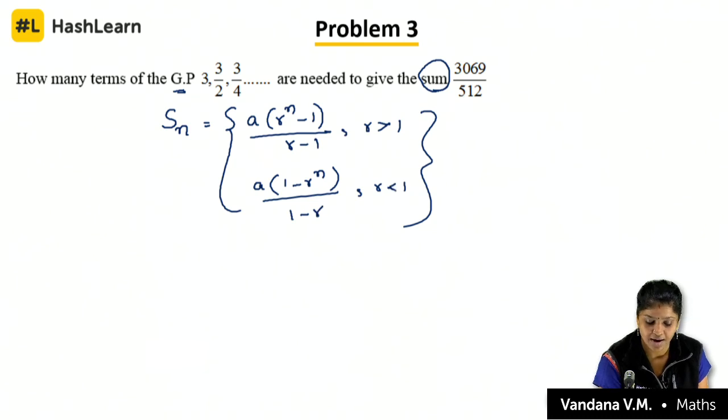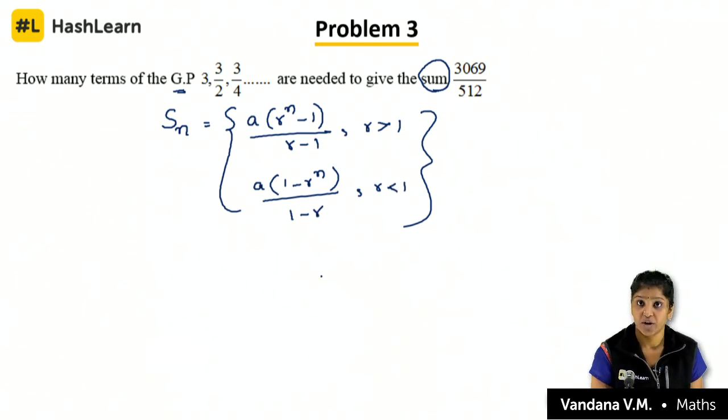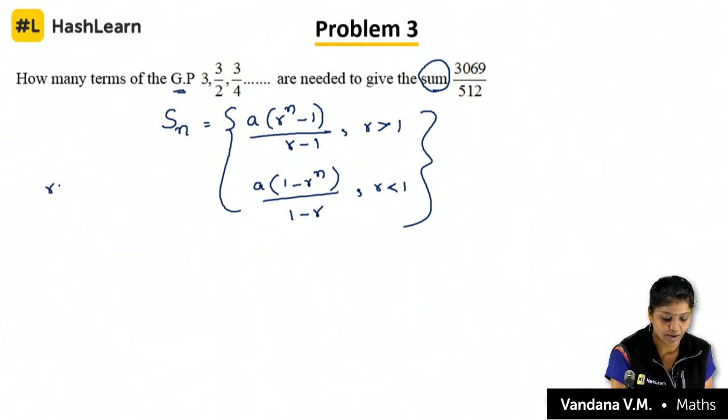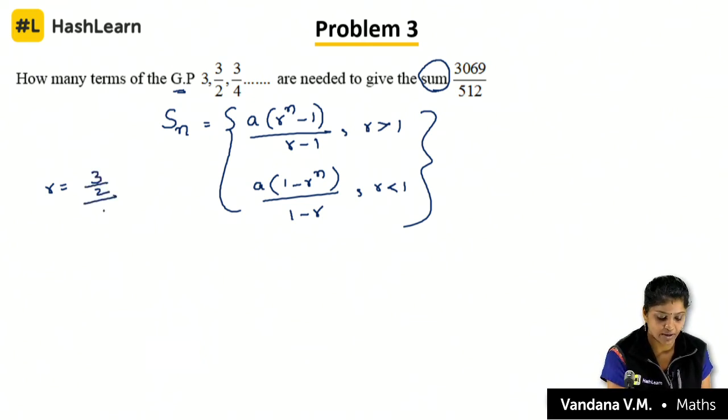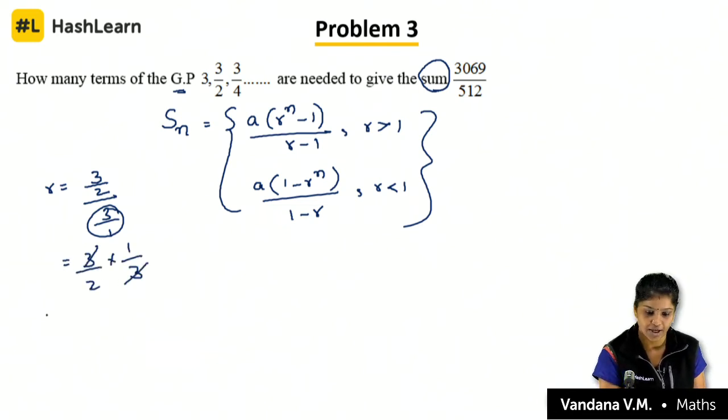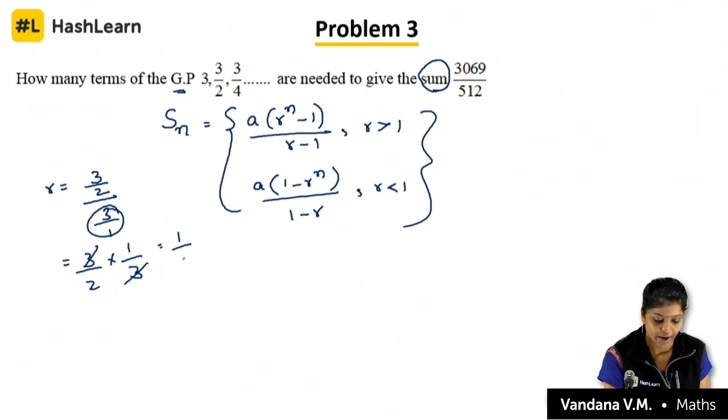1 minus r is less than 1. So, first find out which formula we have to apply here. Look at here, first find out the r value. How to find the common ratio? Second term divided by first term. 3 by 2 by 3. Nothing is there means reciprocal. 3 by 2 into 1 by 3. 3 will get cancelled. That is 1 by 2.